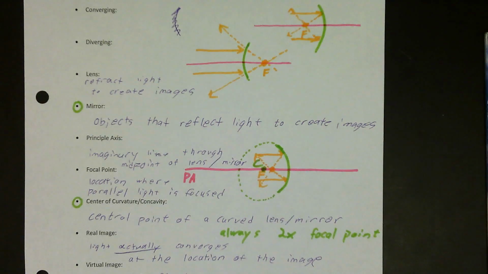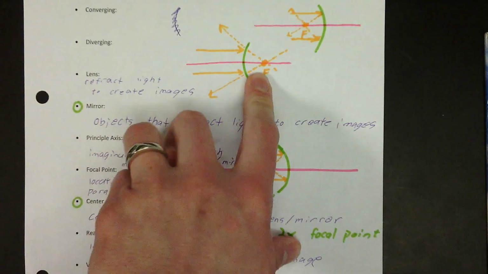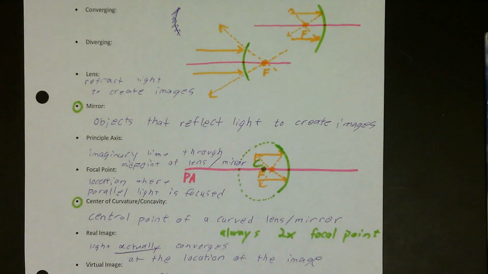Diverging is going to be spread apart. Notice that it still has this kind of focal point here, which we'll get to. But instead of the light actually going through the focal point, it just looks like it goes through the focal point. Okay, and so that makes the light spread out and go away from each other, which is called diverging. So diverging is when that light separates and goes away.